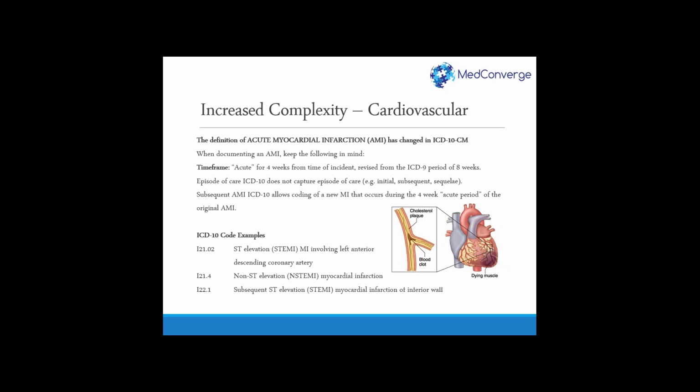And that will help the documentation specialist pick the right codes. Now, I understand that most of you will not be documenting to this level of specificity, but it's a good idea to understand how this works.